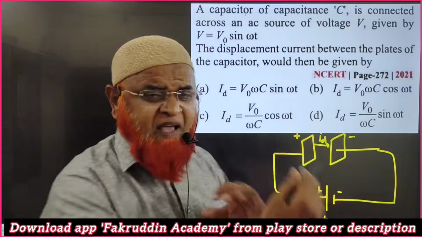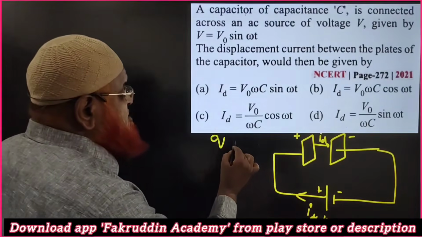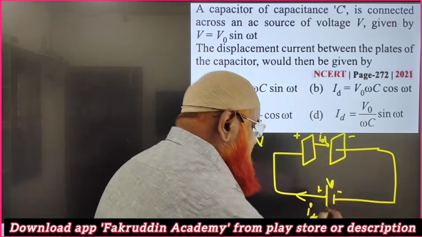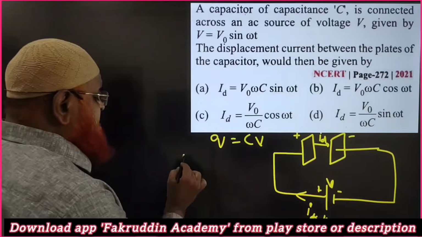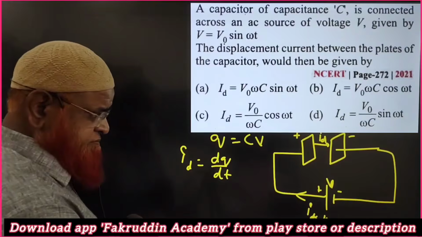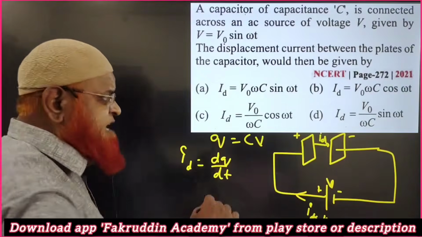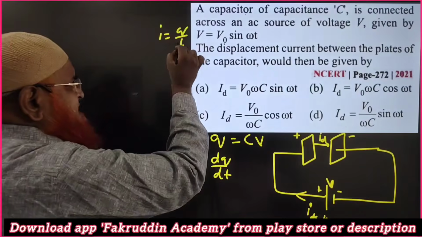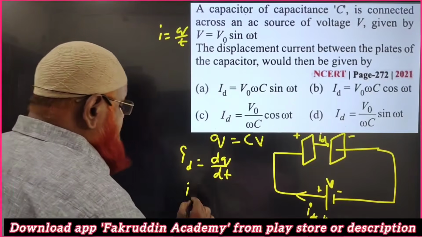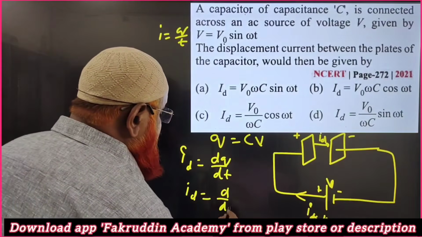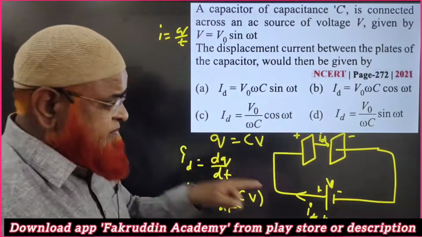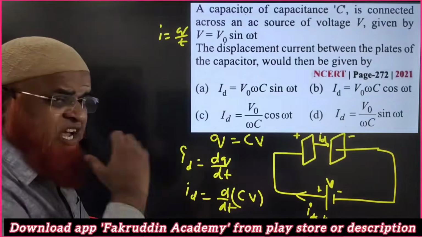This is a concept of a capacitor. You all know in a capacitor, charge is equal to capacitance into potential difference, which is connected here. If you want to find out the current, you have to write dq by dt. Differentiate charge with respect to time, because you know I is equal to q by t, but here you write dq by dt. And you write id is equal to d by dt of C into V. Capacitance is constant, whereas potential is changing.